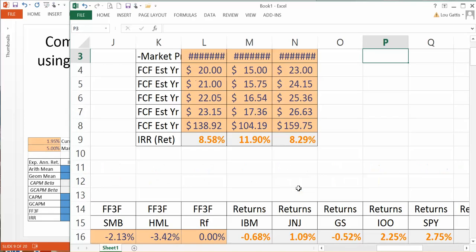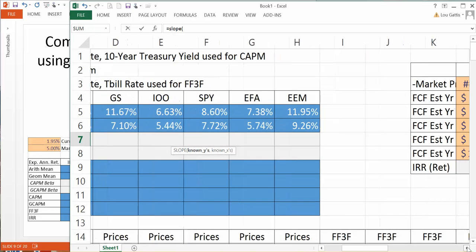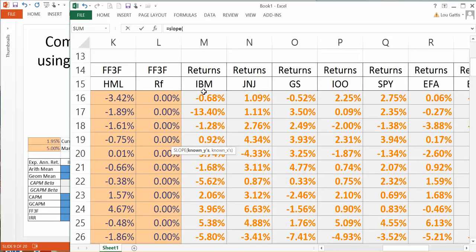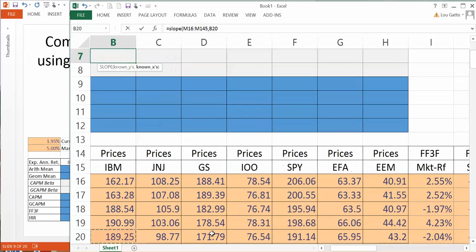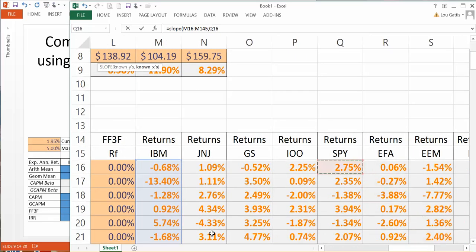So I need to run a regression. I could run a regression using Excel's data analysis tools, but if all I'm doing is a single variable regression, I can use Excel's slope function. So I can run the slope when I regress IBM returns, comma, so I just highlighted IBM's returns, and then I'll select shift and down.